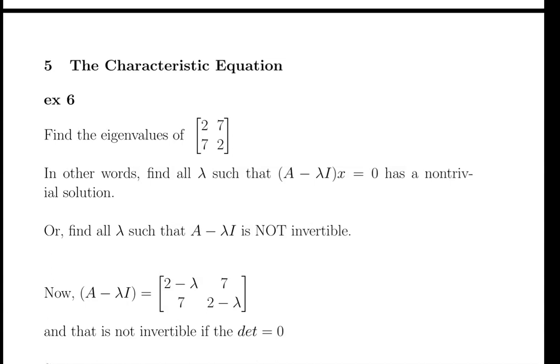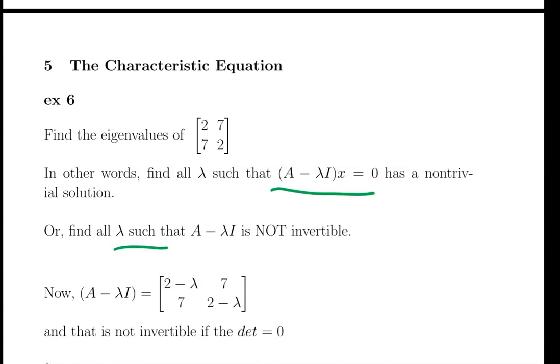All right, so how do we find these things? Really is the question, right? So this is what's going to be called the characteristic equation. Given this 2 by 2, let's find the eigenvalues. In other words, find all the lambdas such that (A minus lambda I) times x equals 0 has a non-trivial solution. That's what we're doing here.